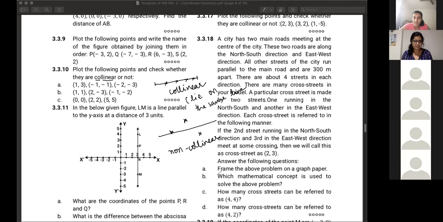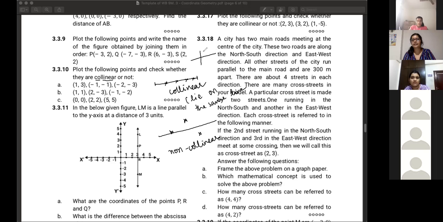Ma'am, so in this question, none of them are collinear, right? Why not? Just by looking at the points, you won't be able to say. You need to plot it and then see if you're able to. Ma'am, C is collinear. Yes, C (0,0) is collinear.